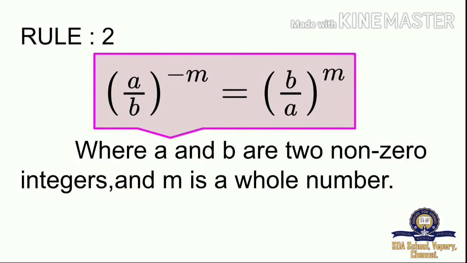Rule number 2. A by b the whole power minus m. The integer can be negative also. So a by b the whole power minus m is equal to b by a the whole power m. If it is in the negative form, if we interchange the division part, the power will be positive, where a and b are two non-zero integers and m is a whole number.